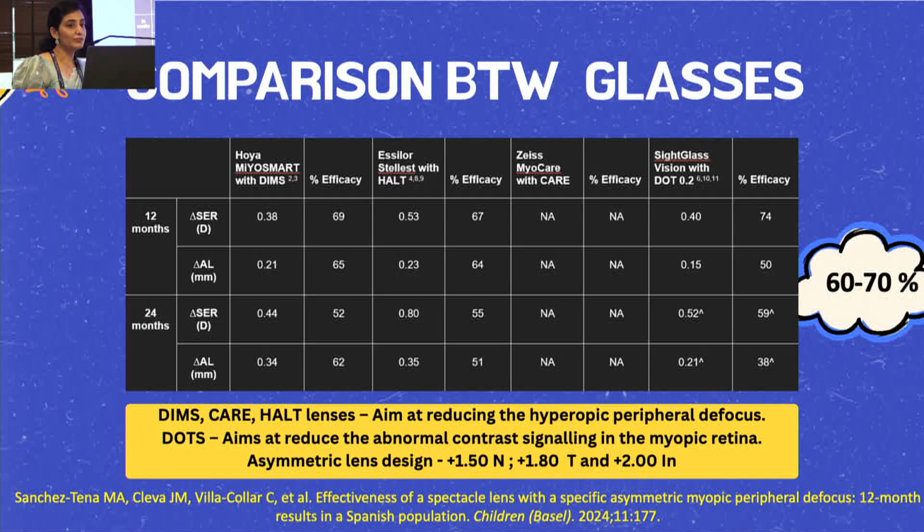Okay, comparison between these lenses, that is the Hoya Smart, SLR, Zeiss, and Sight Vision. All of them approximately reduce myopia, and the efficacy is about 60 to 70%. The DIMS, CARE, and the HALT lenses aim at reducing the hyperopic peripheral defocus, and the DOTS will reduce the abnormal contrast signaling in the myopic retina. There's also an asymmetric lens design where in the nasal retina you have +1.5, temporal there is 1.8, and inferior there is +2. There is very little information about these.